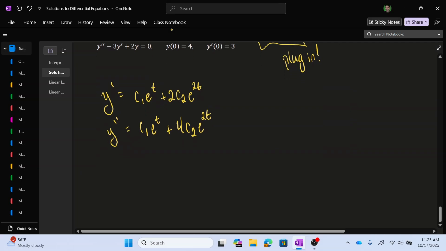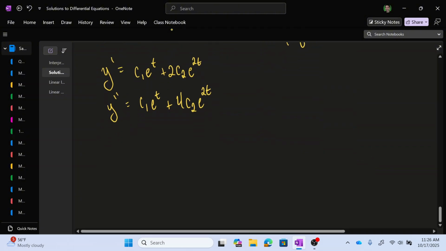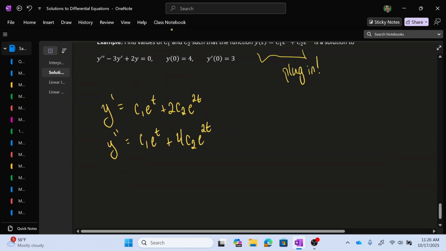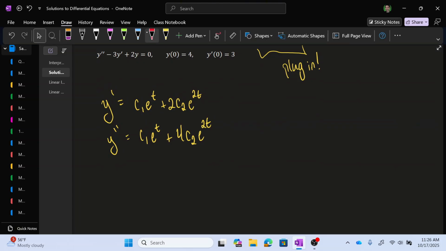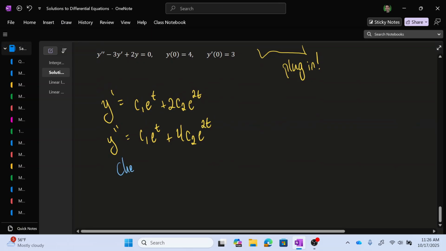So our first derivative is c1 e to the t plus 2 c2 e to the 2t. And then for y double prime, we'll see a second 2 dropping down from that exponential in the back. Then I'm going to plug that information into my differential equation to see what is happening there. So let's check the ODE next.